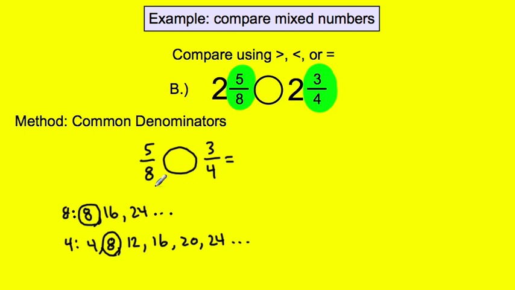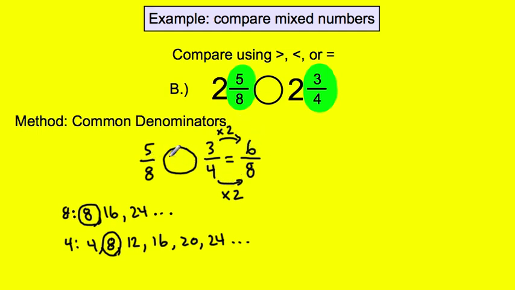This one already has a denominator of 8. We don't need to do anything with that fraction. But this fraction needs to have a common denominator with the other fraction. So we're going to convert it to an equivalent fraction with a denominator of 8. So 4 times something equals 8, and it happens to be times 2. And then the numerator gets multiplied by 2 as well. If you don't multiply by the same number, you don't have equivalent fractions. So 3 times 2 equals 6.